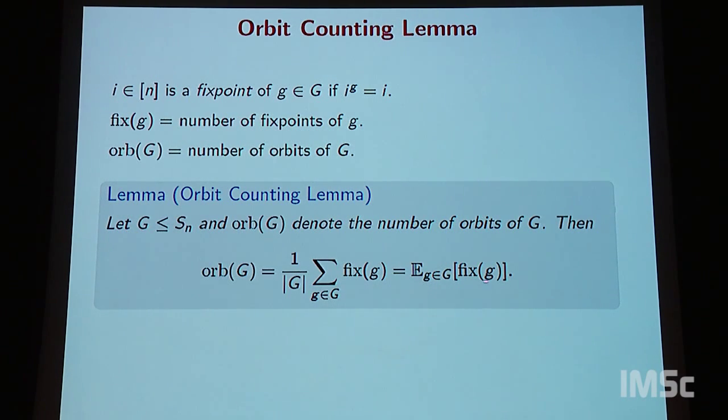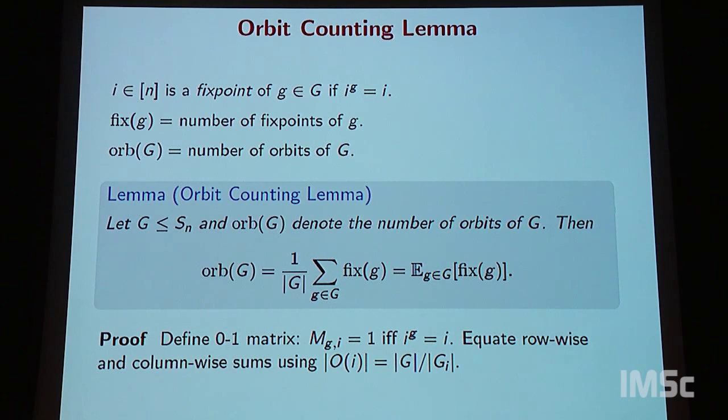So it's useful to think in probability terms and write it as the expected value of the number of fixed points. Here is a quick proof for it. It's a double counting argument. You label the rows by the group elements and the columns by 1 to n. It's a 0, 1 matrix. You put 1 if i is a fixed point of g in the (g, i)th entry.